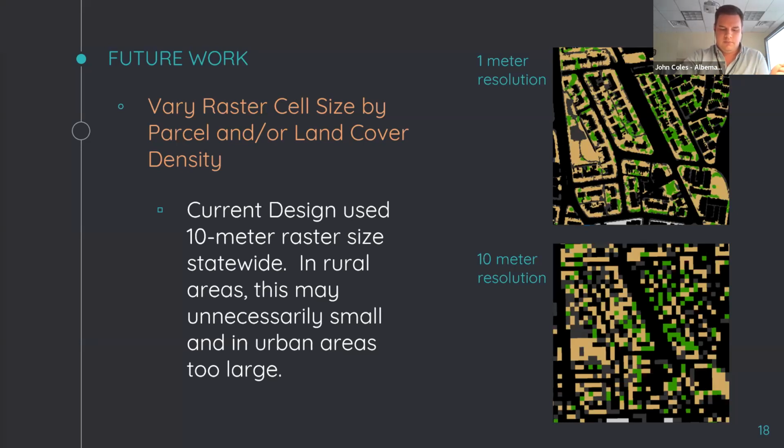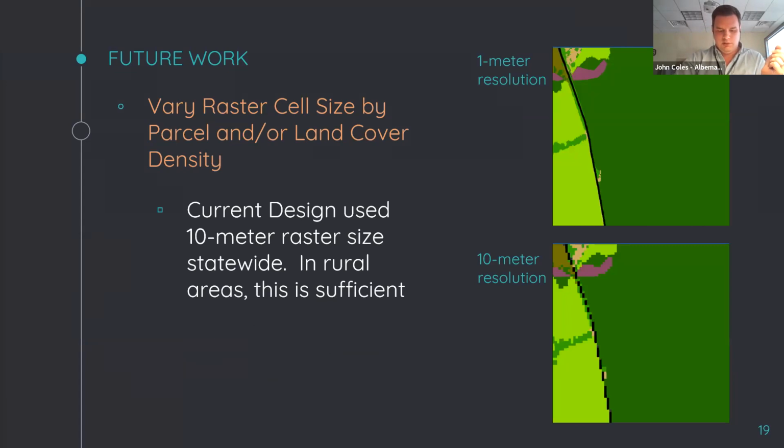A final area of future work would be to vary the raster size with parcel and/or land cover density. The current design uses a 10-meter cell size statewide. In dense urban areas, such as the one shown in these images from right outside of Washington, D.C., 10 meters may overgeneralize features, resulting in inaccurate runoff calculations. However, in these rural ones shown on this next slide, if it'll show up for us, 10 meters is more than sufficient and returns accurate stormwater calculations.